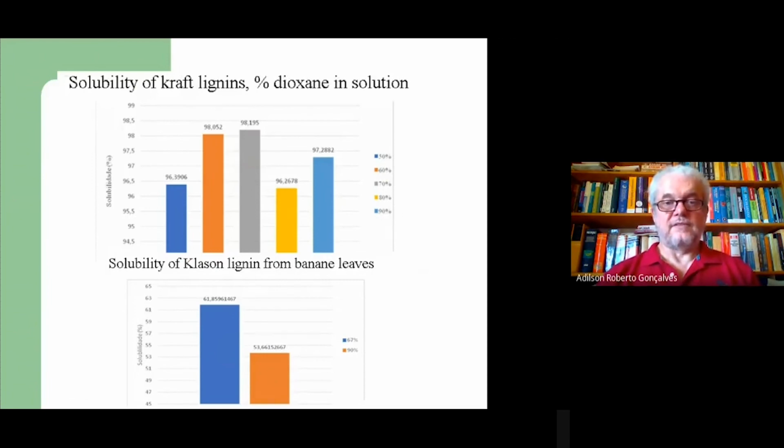Together with that, we studied the solubilization of lignin, but not just the kraft lignin that's used, but also the Klason lignin. That's the lignin used mainly just as a mass balance to evaluate the amount of lignin. And here we can see the kraft lignin can be solubilized in dioxane solutions over 90%. When we move to Klason lignin, we can reach more than 50% solubilization, changing the percentage of dioxane in this aqueous solution. So that was just one result we obtained at the start of this study.